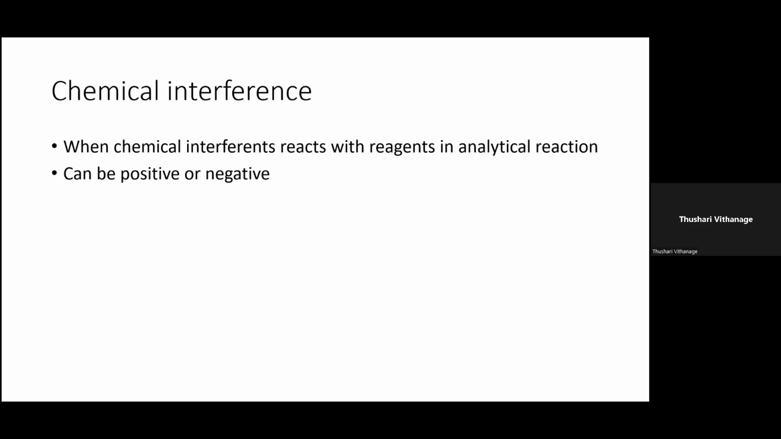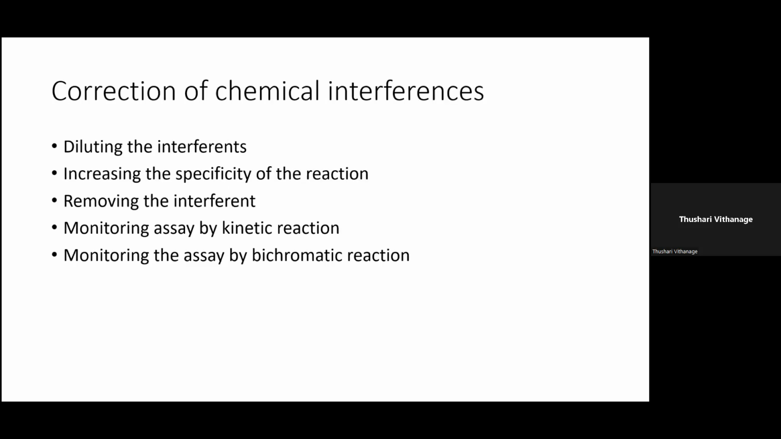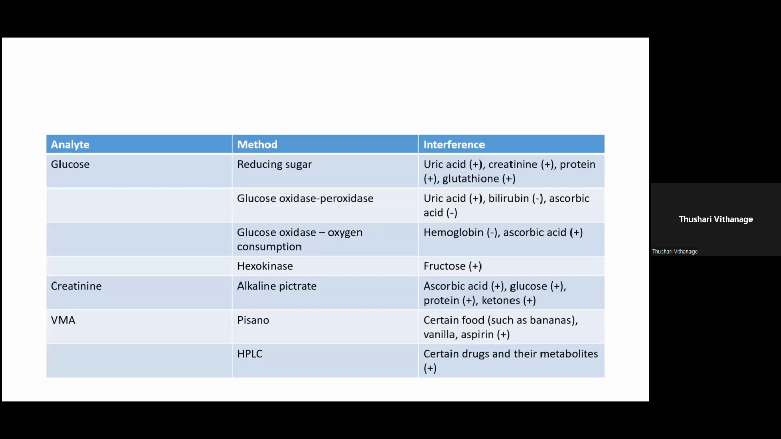So it can be a positive interference or a negative interference. For correction of chemical interferences, we can use dilution, increasing the specificity of the reaction, removal of the interferent, monitoring of the assay by kinetic reaction, or monitoring the assay by bichromatic reaction. These are some examples of methods in which we get chemical interferences.